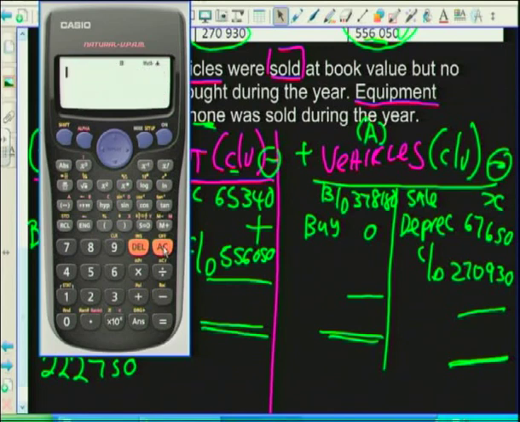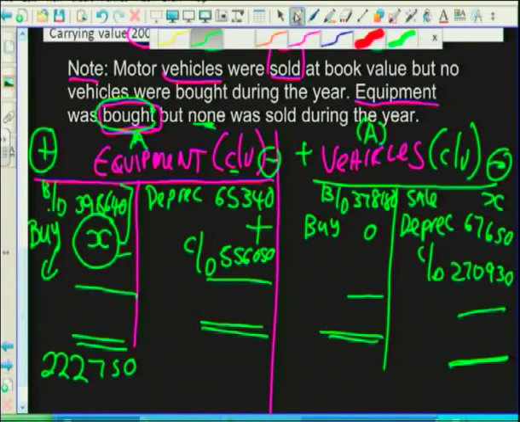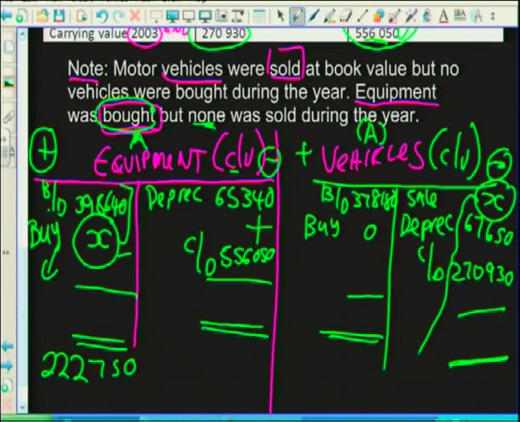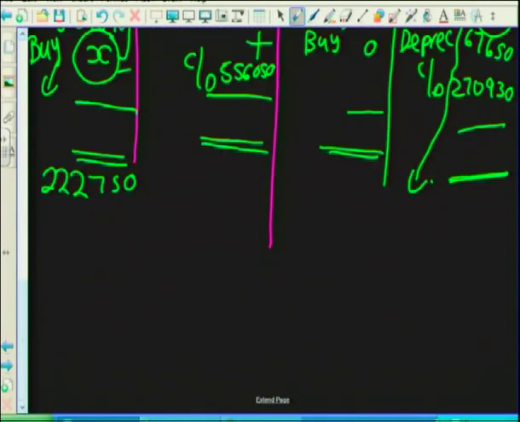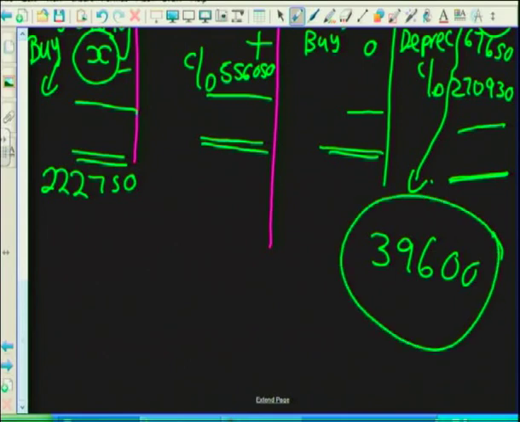Let's clear this. So we're going to start off with 378,180, the amount on the debit side, minus whatever I've got on the credit side, so minus 67,650, and then I'm subtracting 270,930 to get my X. So this vehicle was sold at a carrying value of, let's just extend this page a bit, it was sold at 39,600. So this is the amount I take to my cash flow statement.